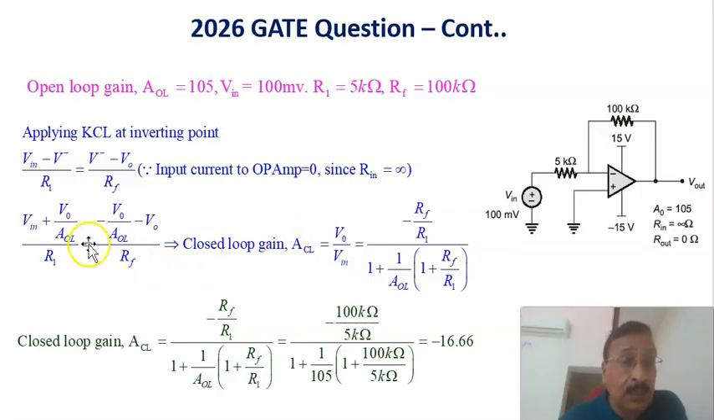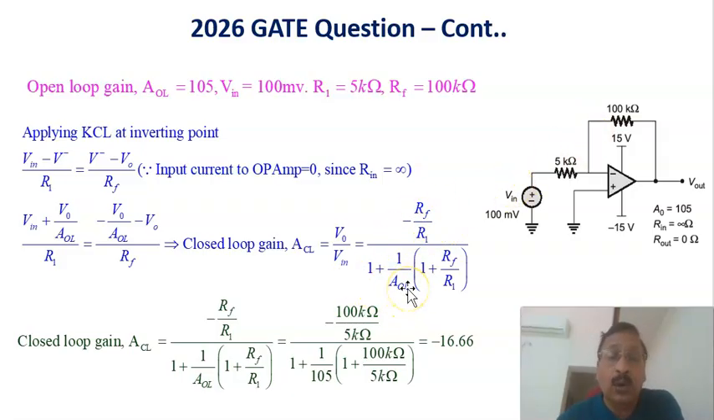Then from this equation we can calculate the closed loop gain, which is V0 divided by V in, in terms of these resistances. It can be derived that it is equal to minus RF by R1 divided by 1 plus 1 by open loop gain into 1 plus RF by R1. Therefore, this equation relates the closed loop gain of the op amp to the resistance values and the open loop gain.